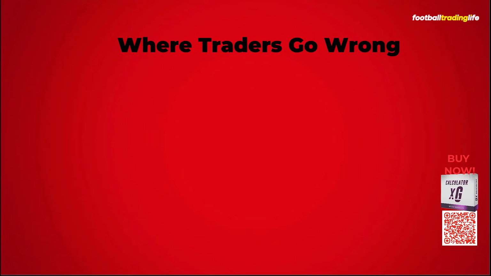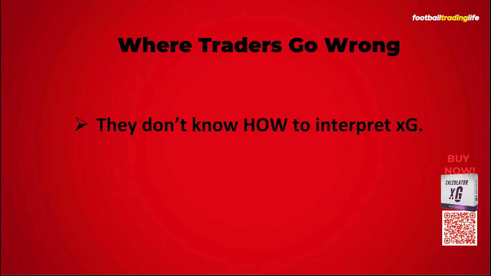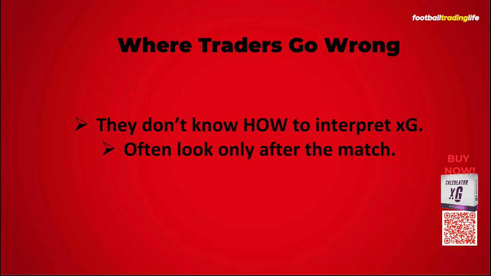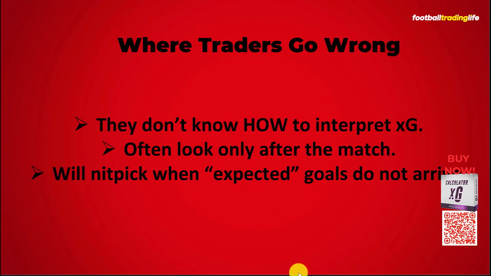99% of football traders are using XG incorrectly, and this is where the traders go wrong. Number one, look, they just don't know how to interpret XG. They often only look at the XG after the match. They look at the numbers and they're like, well, that was way off, wasn't it? And they're also the type of people that will nitpick when expected goals do not arrive. They will look at a match that was 0-0 and say, well, look, expected goals was 2 or 3, so that's not very good for expected goals, is it? Anyway, that's where most traders go wrong.